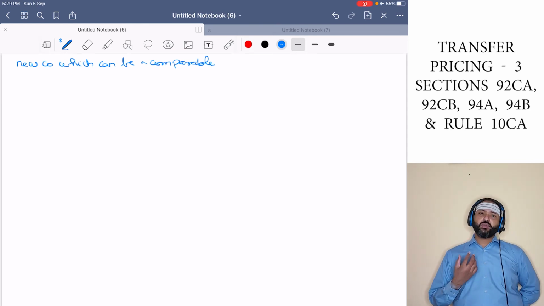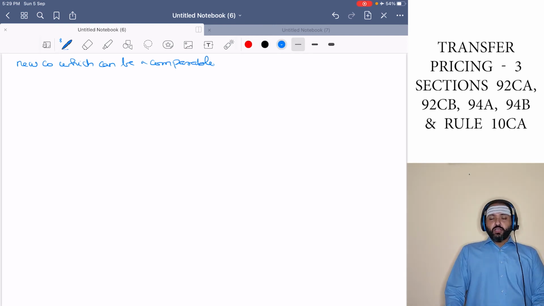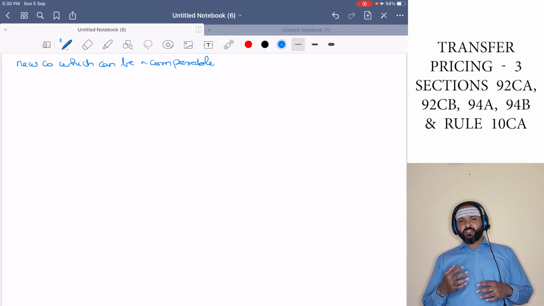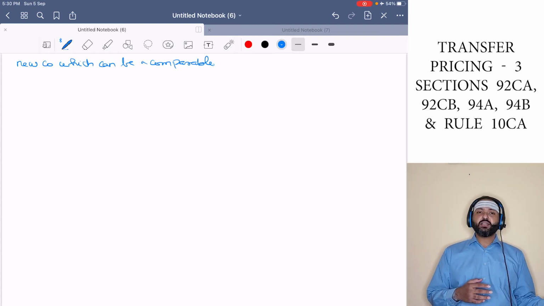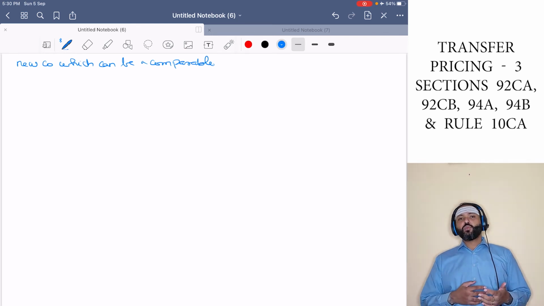Okay, so now let us quickly revise what we have seen so far. Rule 10CA has given us this range concept. So what is this range concept about? Where there are 6 or more prices, the simple average method which we have seen under 92C(2) cannot be applied. So what will we do?